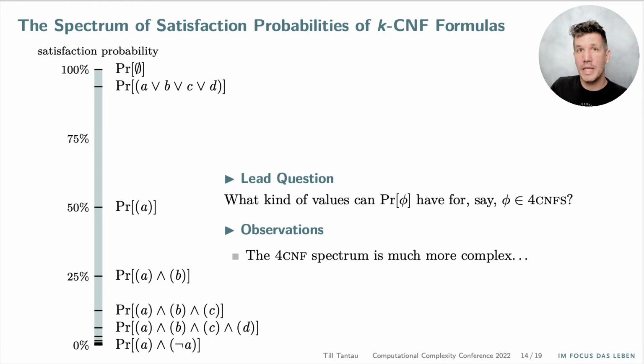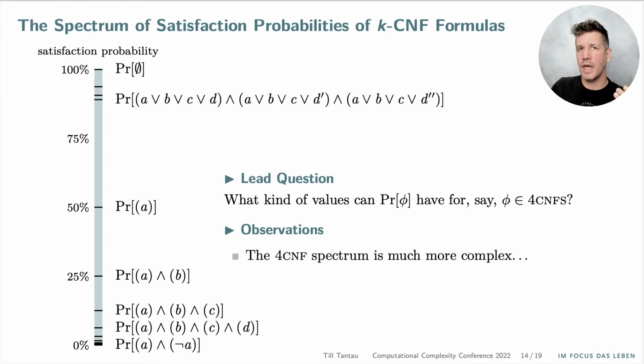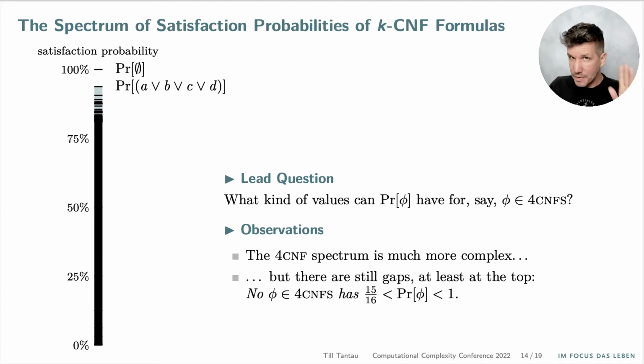4-CNF spectrum. Here, it's already much more complex. You know, it starts up much higher, and there are many more possibilities up there. And it basically looks like this. So some gaps there, and then it gets very, very dense. But there are gaps up there. I mean, that's the first observation.